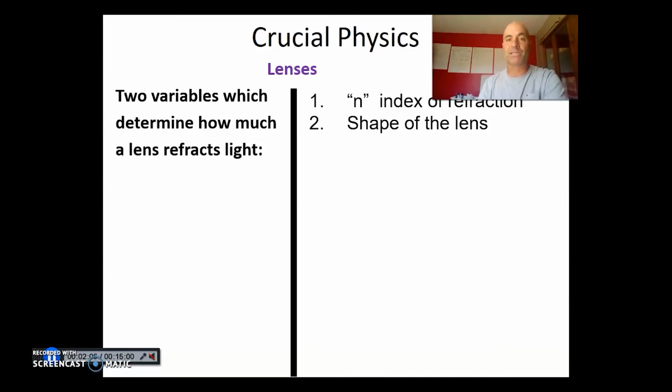You could have a really thick-centered convex lens, and it tapers at the ends, or it could be even less shallow. All right. So shape and material.